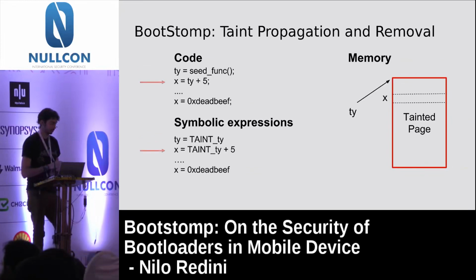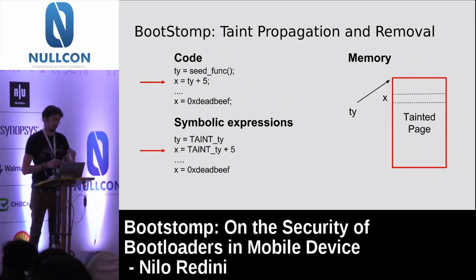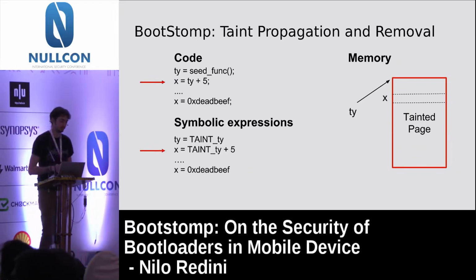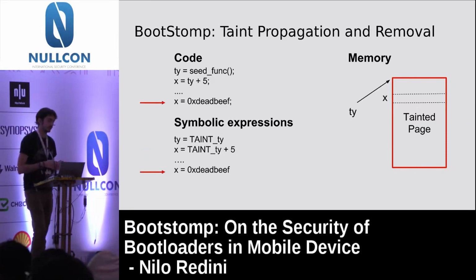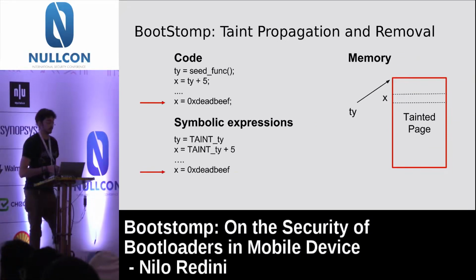Let's assume that later in the code, ty plus 5 gets assigned to a new variable called x. In the symbolic world, this will mean that the new variable x gets the value taint_ty plus 5. And this is an example of how the taint is propagated. Finally, let's assume that somewhere in the code, the variable x gets some constant value 0xbeef. In this case, again, in the symbolic world it means that the symbolic variable x will get the constant value 0xbeef. And this is how the taint is removed.